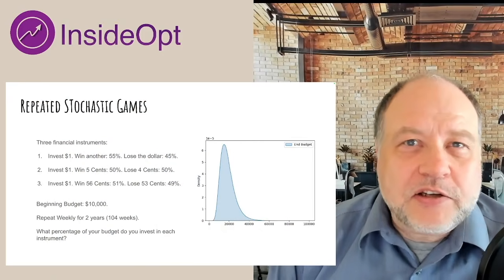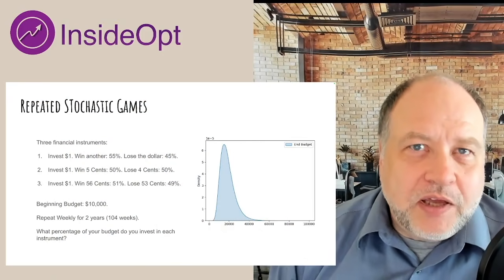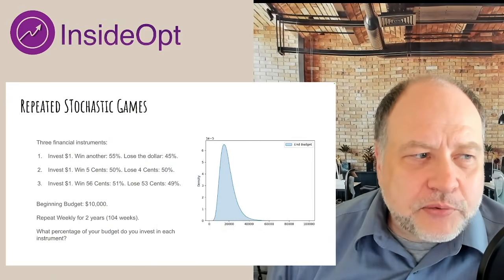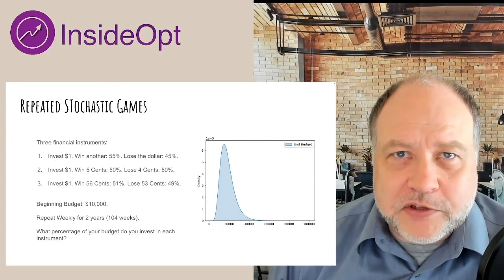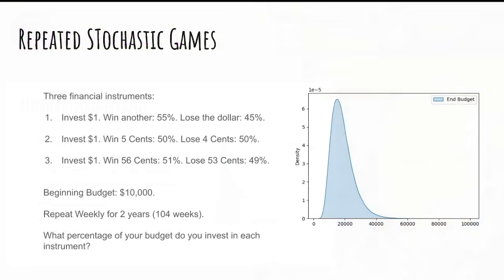Consider a repeated stochastic game. Say we have 3 different kinds of investments where we can put our money. In the first investment, whatever we bet is at stake. We lose it all with 45% chance, but with 55% chance we double it.